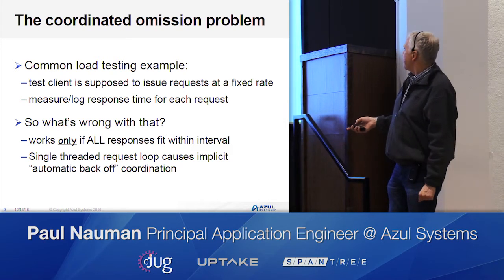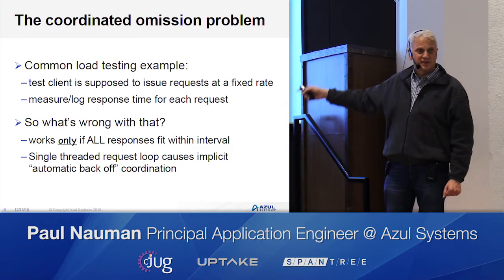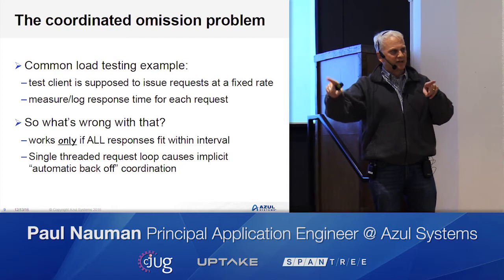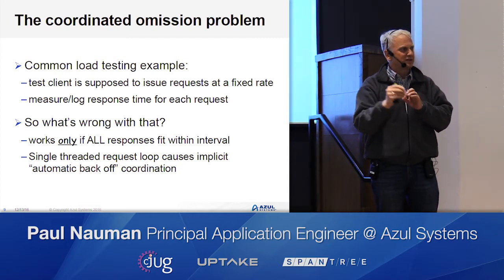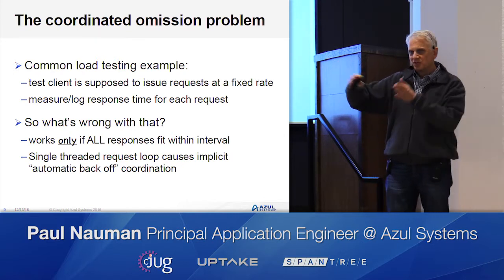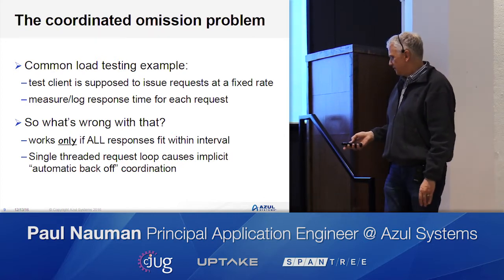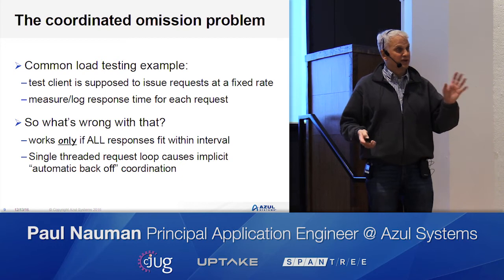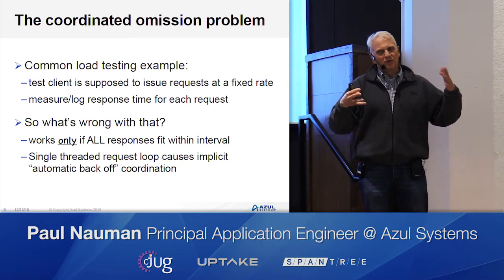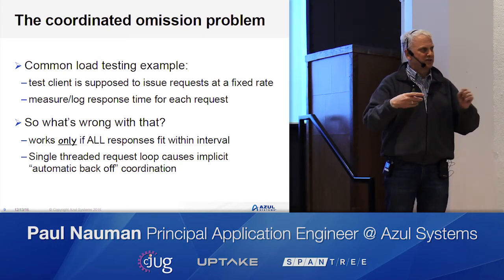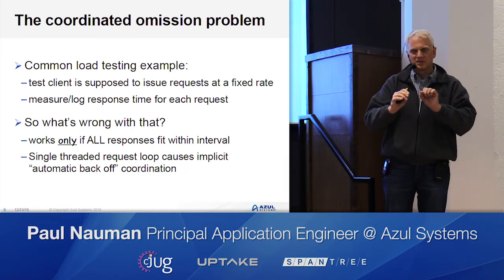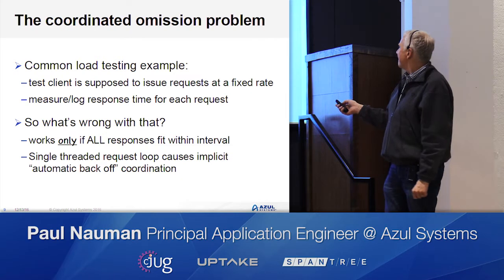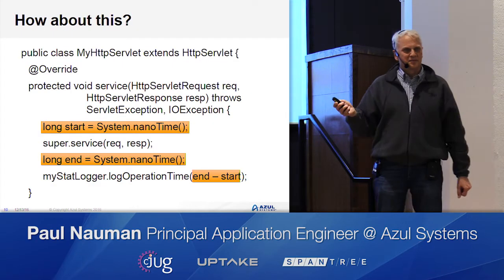So, the root cause of this is that single-threaded external probe loop, which can't react to the fact that the system has paused. So that's one type of coordinated omission. Call it external coordinated omission, where an external framework is firing requests at our system under test. So how about this one?